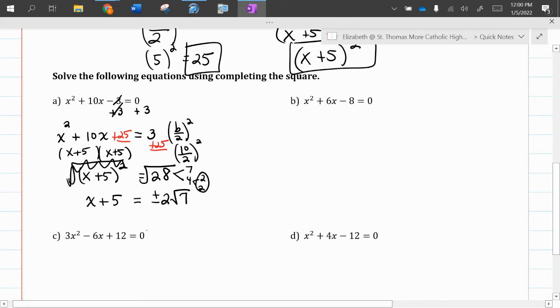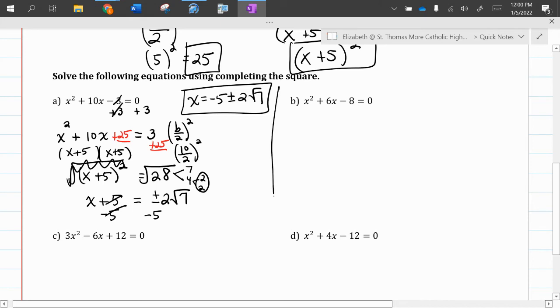And then the last thing I have to do after I simplify that square root is to get x by itself. So I have to subtract 5 from both sides. So I get x equals, I'm going to write the answer at the top up here, negative 5 plus or minus 2 times the square root of 7. Put the negative 5 in front of the plus or minus, always.